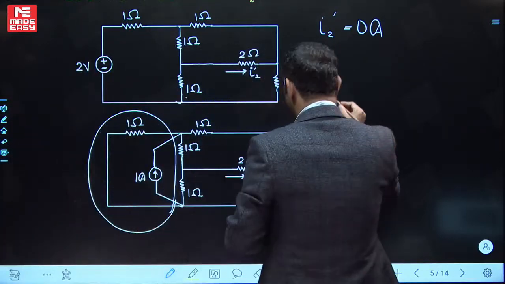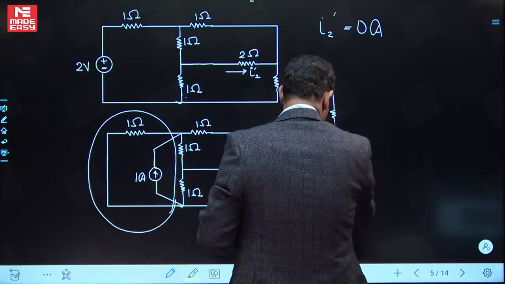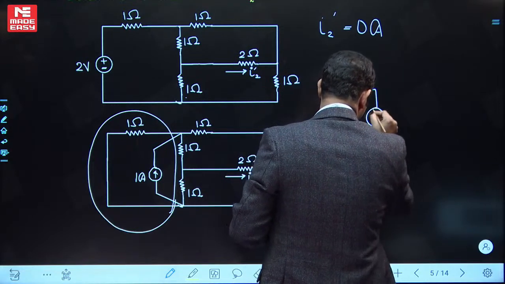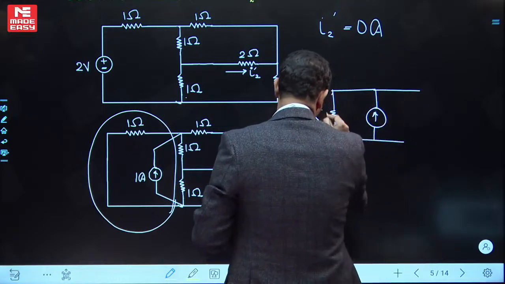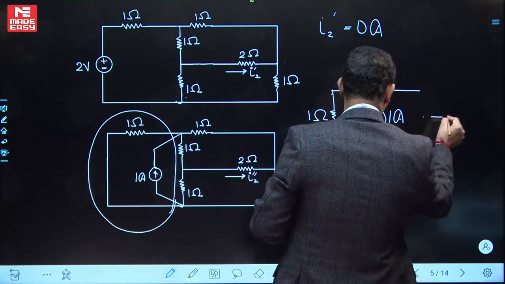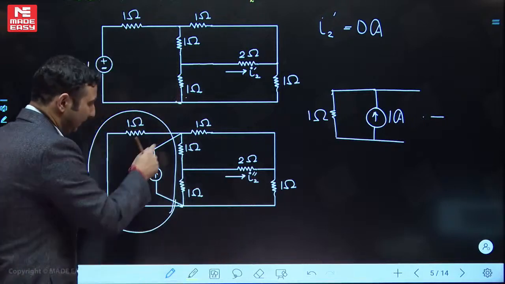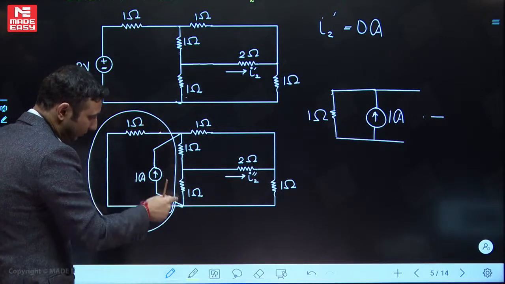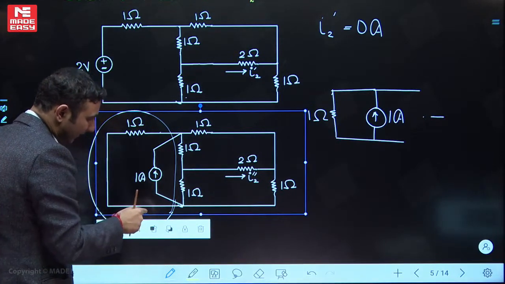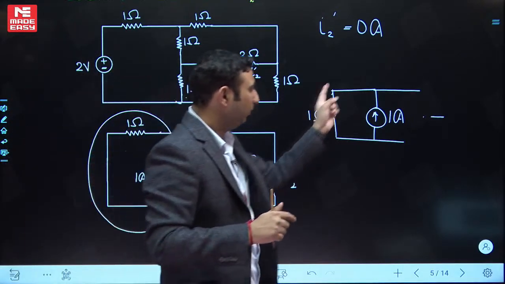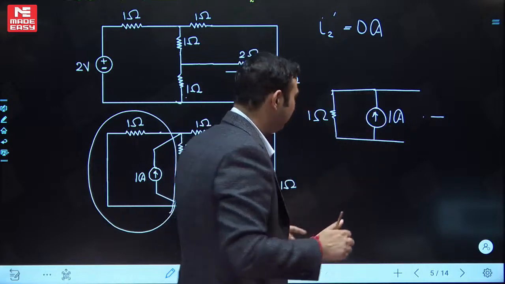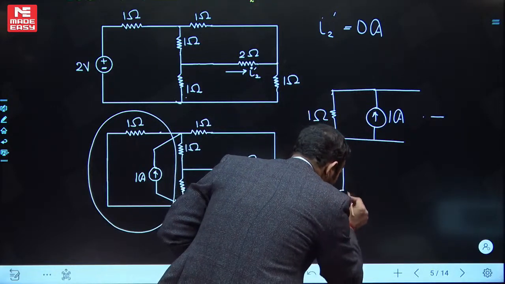Can I draw it like this? वन ओम 1 एम्पियर और आगे बचा हुआ सर्किट. ठीक है बच्चे, मैंने इतना सा बनाया है. ये यहाँ की बजाय यहाँ ले आया इसको और इसको यहाँ की बजाय यहाँ ऐसे लिख दिया मैंने. ठीक है, और ये 1 ऐसे की बजाय मैंने यहाँ बना दिया. एक ही बात है.